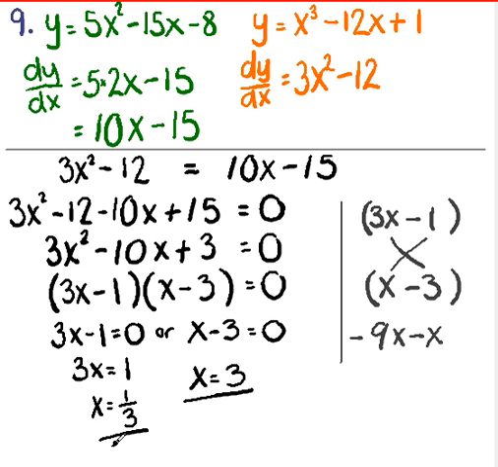So what we have here is our two x values when both gradients are equal. x equals a third or x equals 3. The question was to find the x coordinates of the points, so there's no need to go ahead and figure out the y coordinates. So x is a third and x equals 3 are our two final answers.